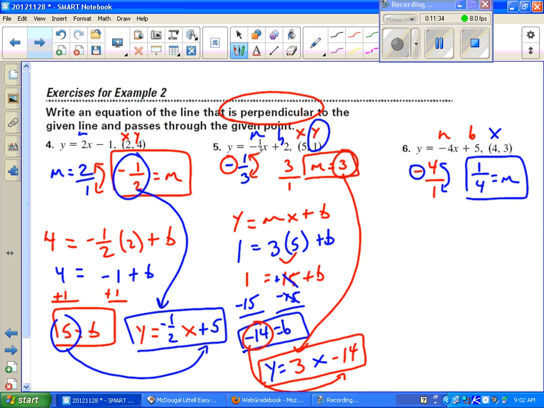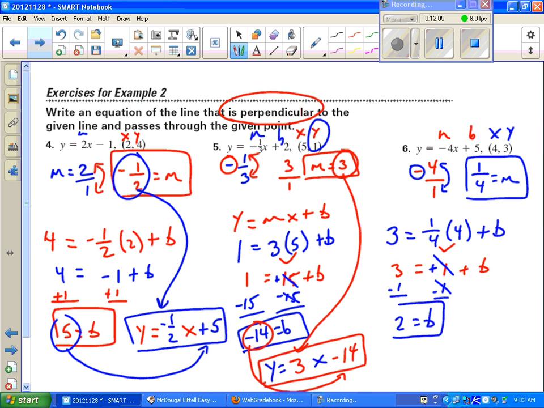This is your x value, and this is your y value. Y equals mx plus b. 3 equals 1/4 times x value 4 plus b. Put together what you can. 1/4 of 4 is simply 1, plus b equals 3. Get rid of the plus 1 by subtracting 1. If you subtract 1 on the right, subtract it on the left. 3 minus 1 is 2 equals b.